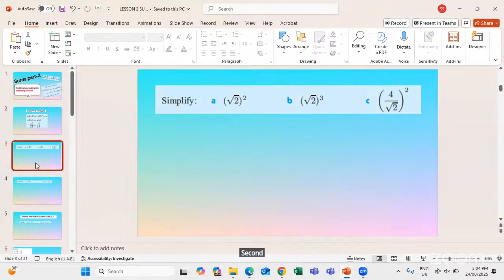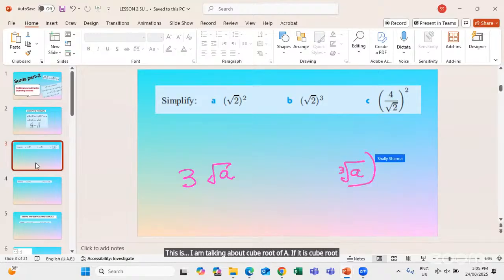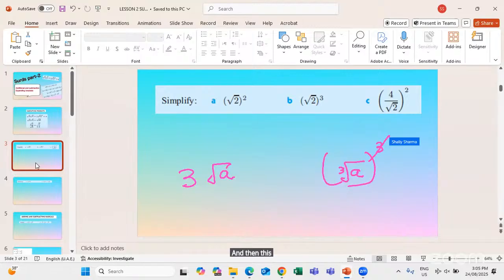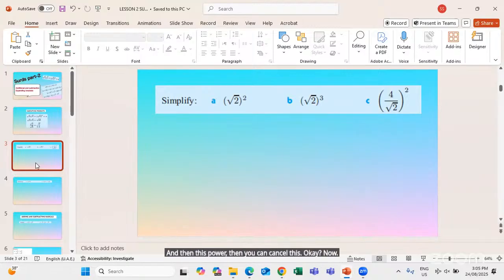Second important thing, it is not 3 root a. I am talking about cube root of a. If it is cube root of a and then this power, then you can cancel this. Okay, now let's do the next question.